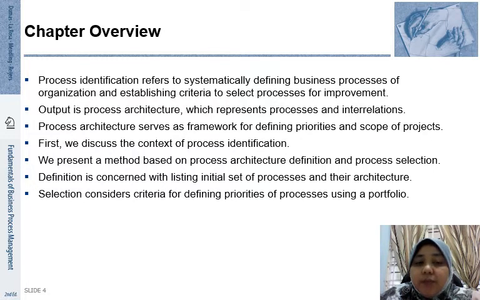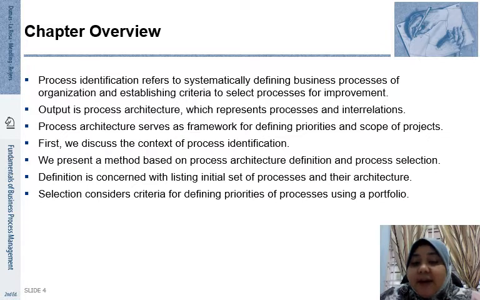Okay. The output, basically, is the process architecture, which represents processes and their interrelations. Apa proses dia dan hubung kaitnya. Process architecture is the output tadi tu, and it serves as a framework. This is what we call the framework. Process architecture is basically a framework for defining priorities and scope of projects. Sama juga kalau kita nak buat rumah, kena ada dia punya plan, kena ada dia punya design dia kan. Kena tahu daripada material apa. So basically we have that.